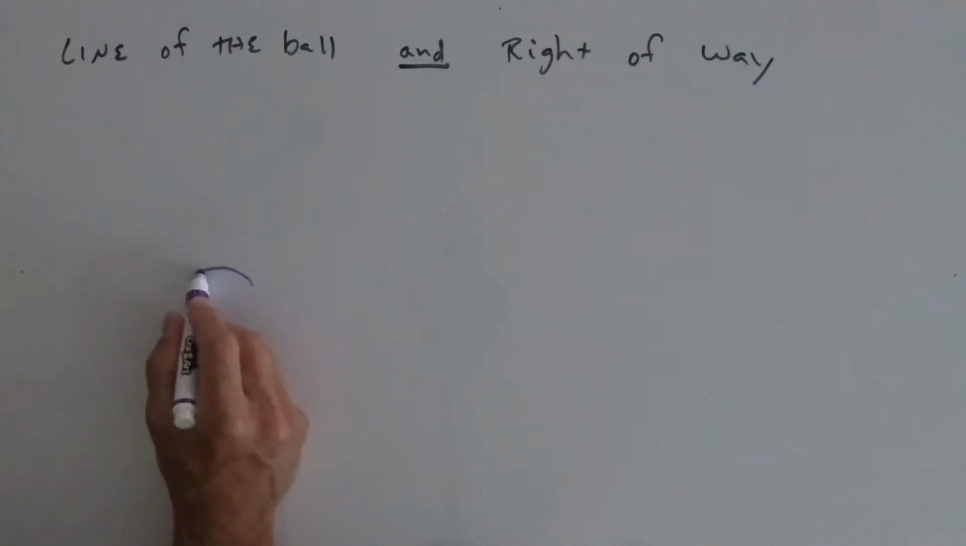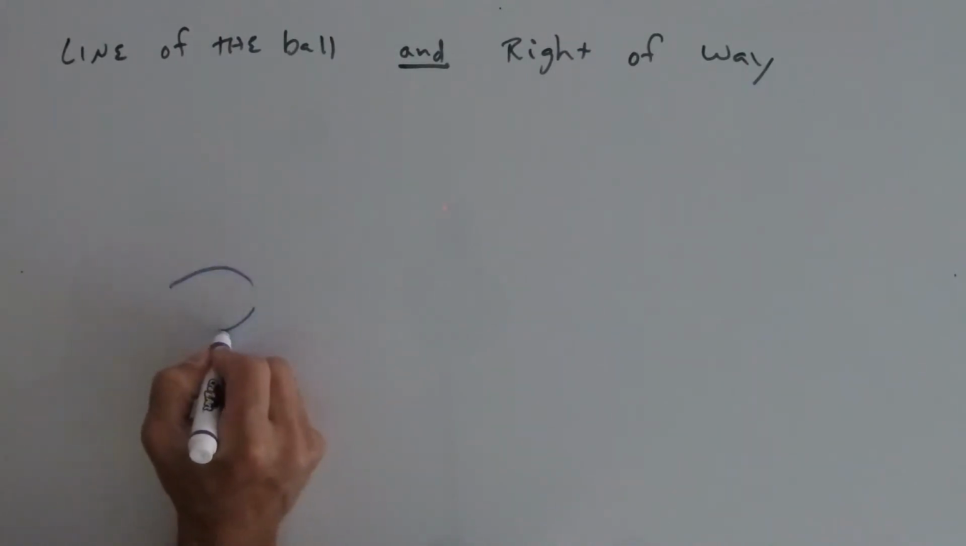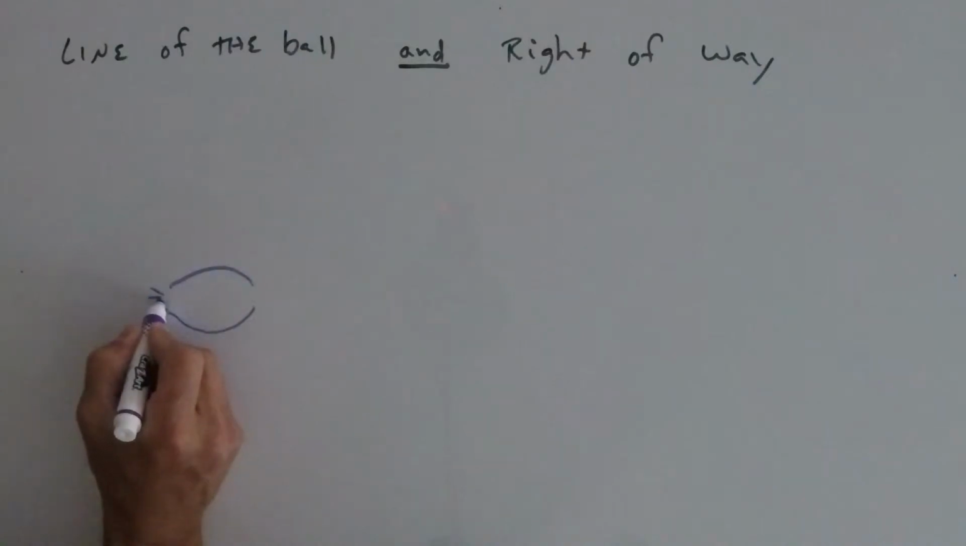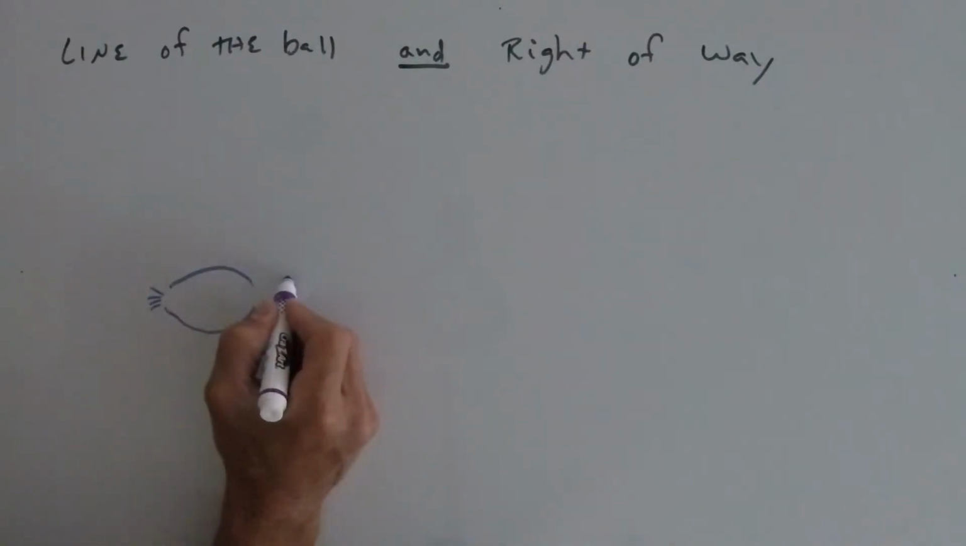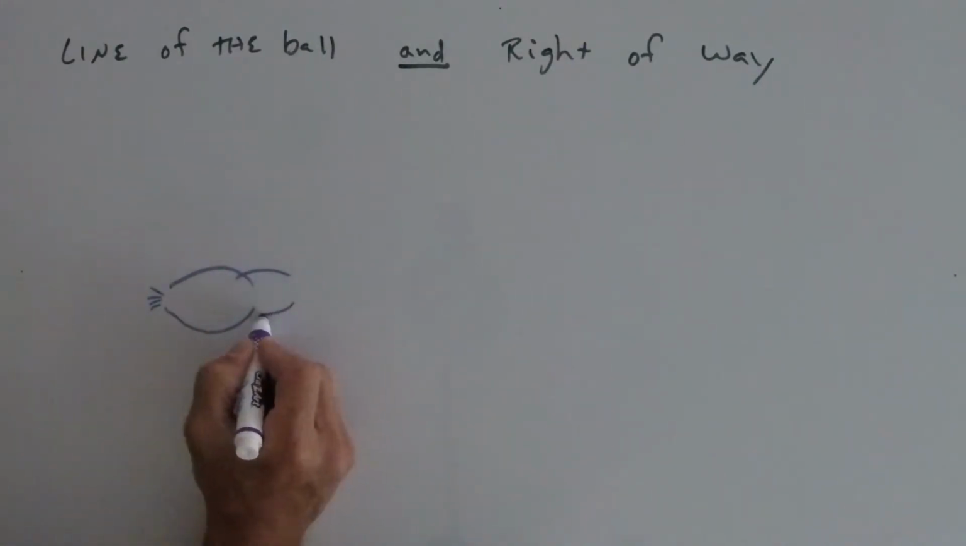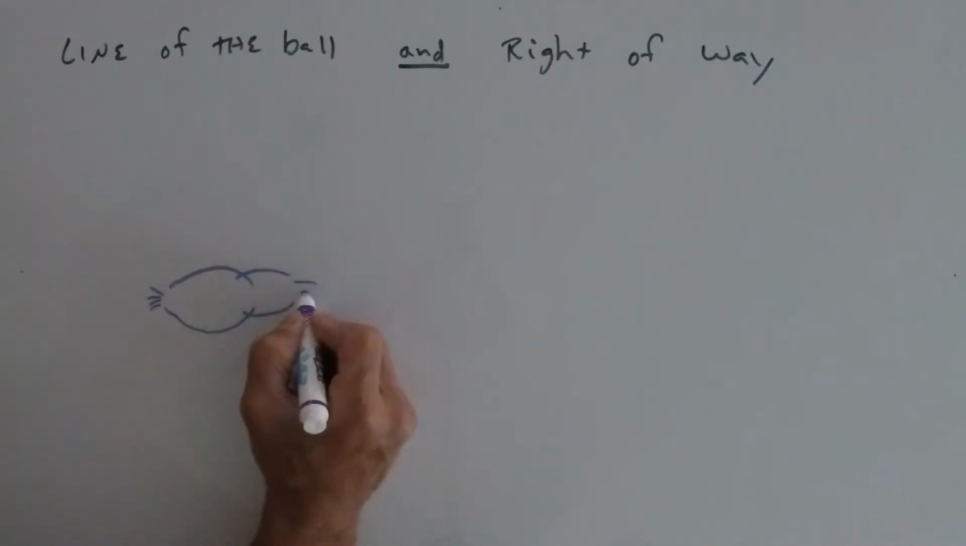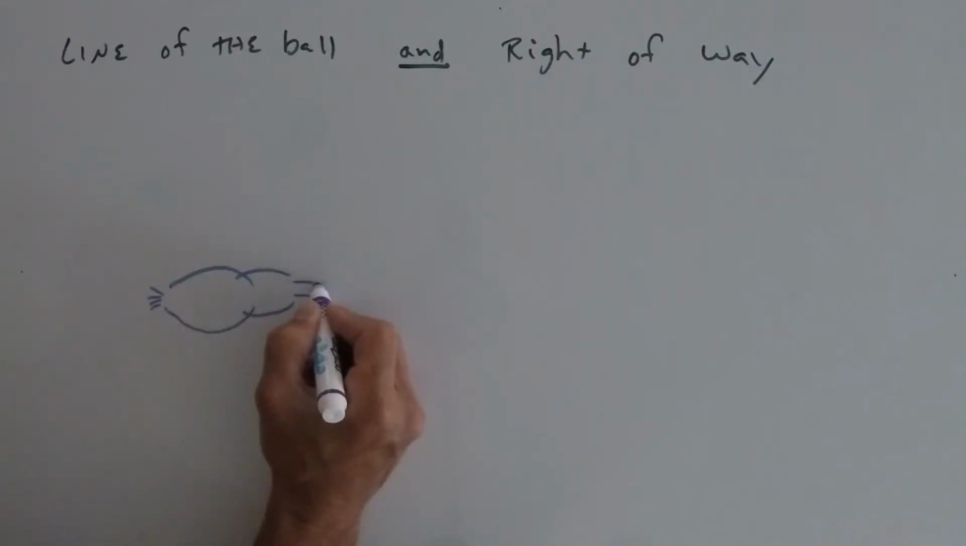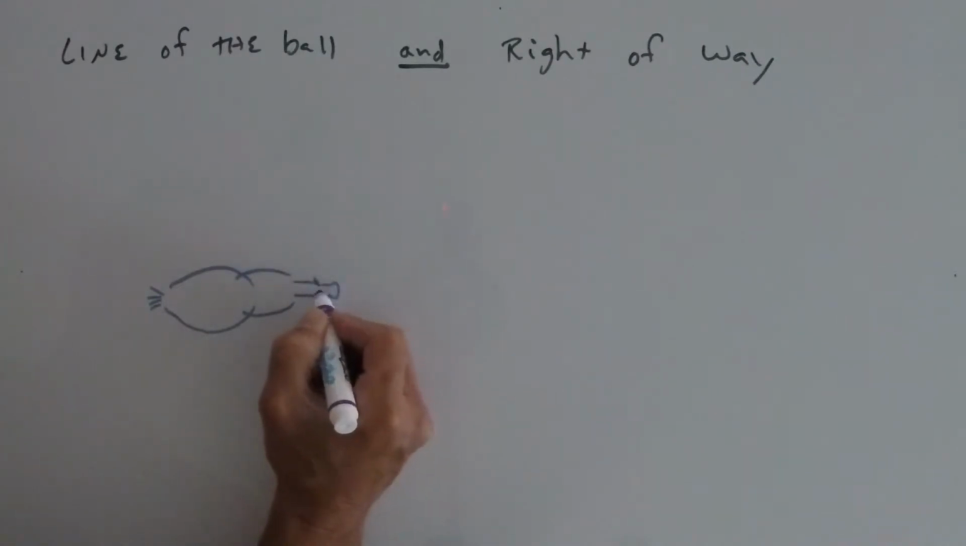If you have the line of the ball on your offside and you're traveling along and parallel to the line of the ball, then you will have what we call a right of way. And that's the right to move forward along the line of the ball unimpeded by other players.